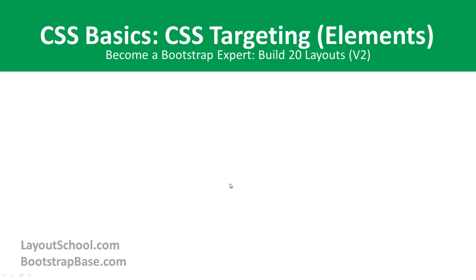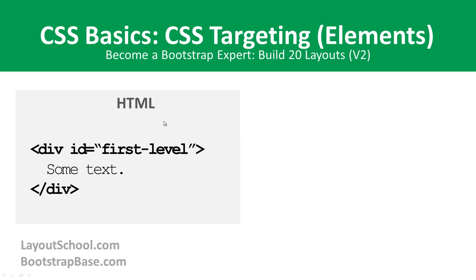Alright, moving along, we'll discuss CSS targeting, and in this example we'll show how to target elements themselves. So here we've got a snippet of HTML, and this is a div element, an HTML element called div, which stands for division, and it's a way to divide text on a page, to mark it up in some way. So CSS that will target this div element is plain and simple.